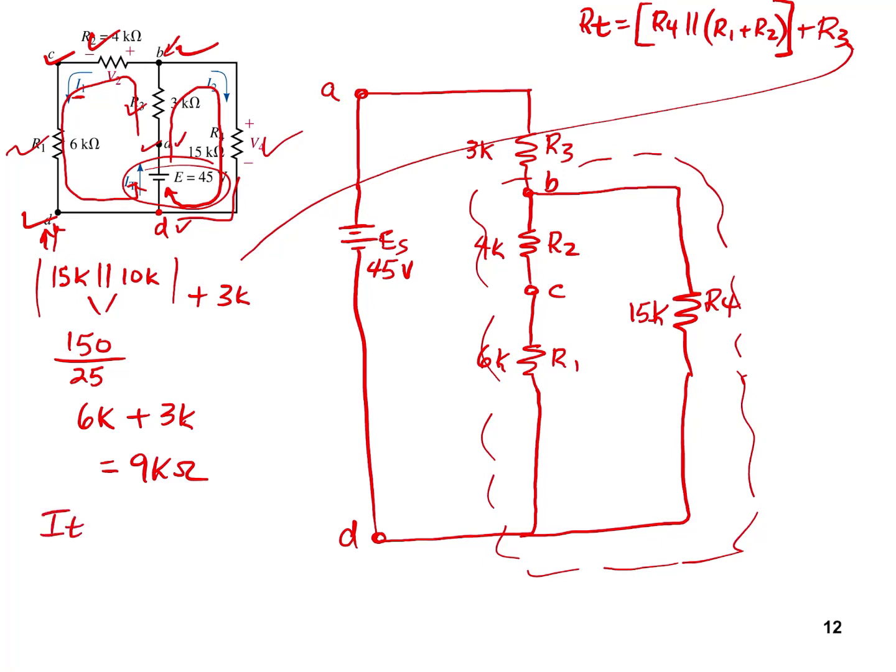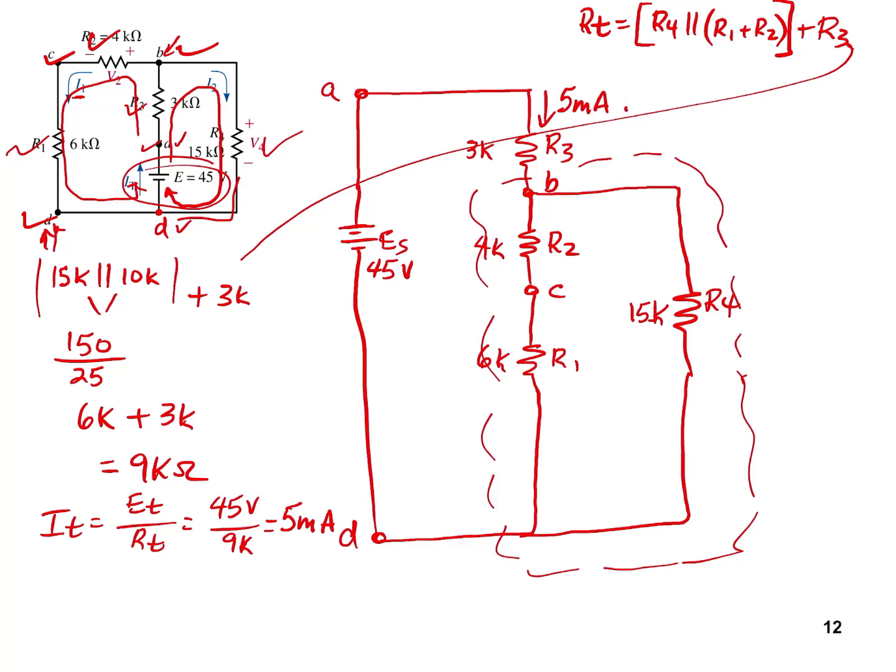I total is equal to E total divided by R total. That's going to be 45 volts divided by 9K ohms. When you have whole units of volts divided by K ohms, the answer is going to be in milliamps. So that gives us 5 milliamps of total current. Therefore, we know we have 5 milliamps of current flowing here.